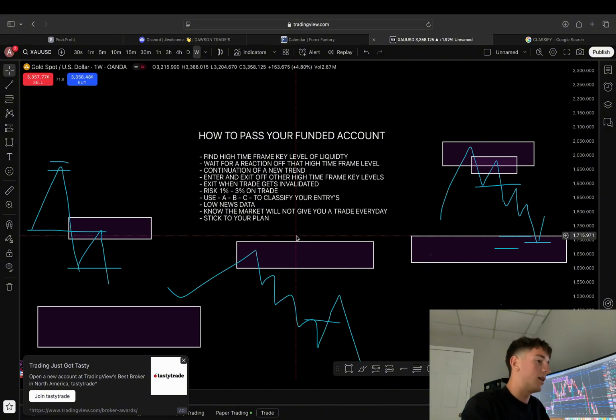And the third biggest thing I could tell you guys is just stick to your plan. Go out there, set a plan, stick to the plan. Win or loss, stick to your plan. Become a disciplined trader. And that's all you need to know to pass your funded account. If you stick to those 3 rules, you're going to pass your funded account and make a lot of money and become a profitable trader.